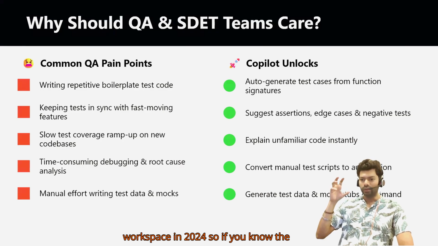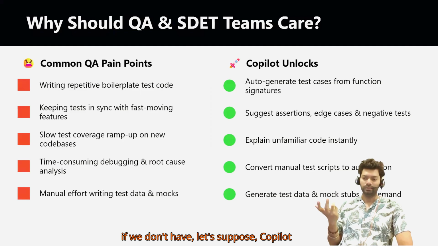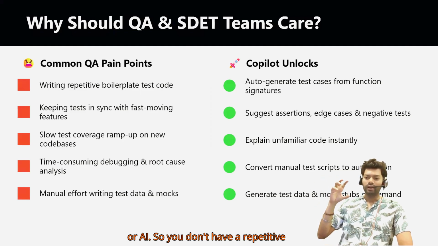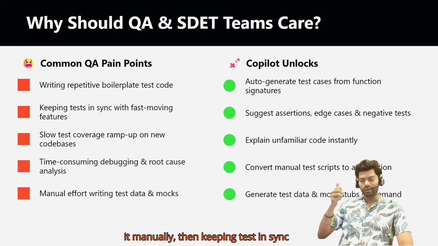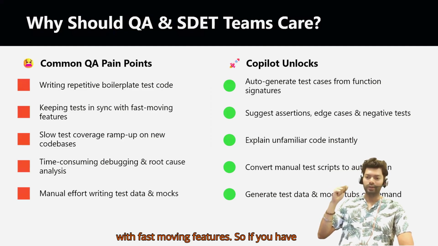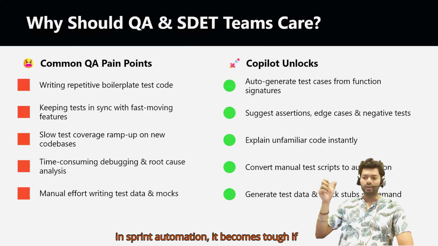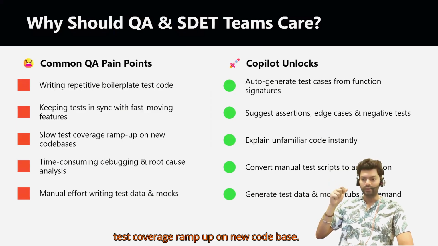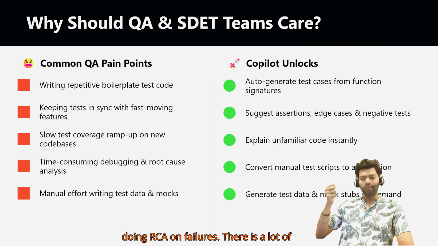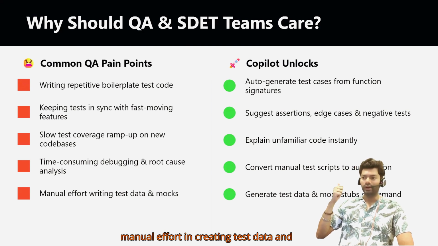So let's look at the common QA pain points if we don't have, let's suppose, Copilot or AI. You have repetitive boilerplate test code that you have to write manually, then keeping tests in sync with fast-moving features. If you have to do test automation manually, it becomes tough. You have a slow test coverage ramp-up on a new code base. It is time consuming for debugging and doing RCA on failures. There is a lot of manual effort in creating test data and mock data. This is the problem Copilot solves for you.